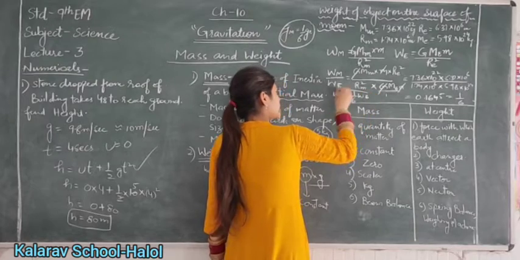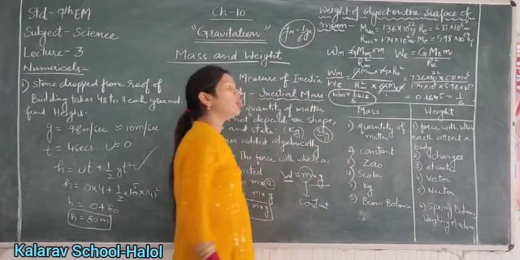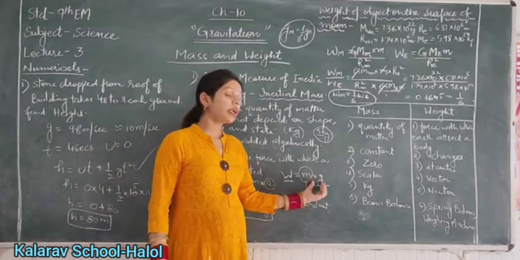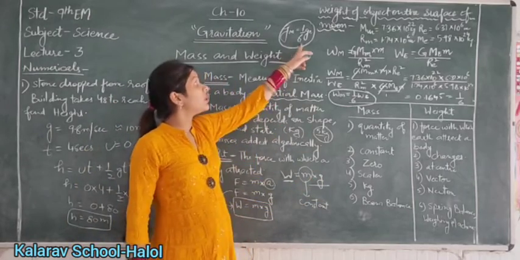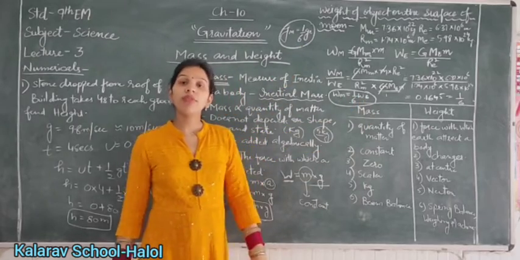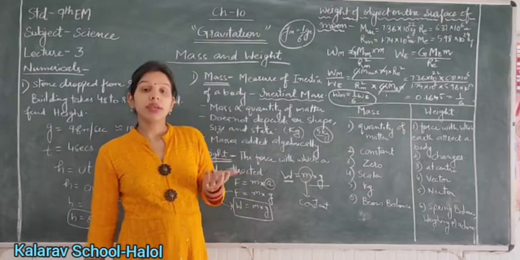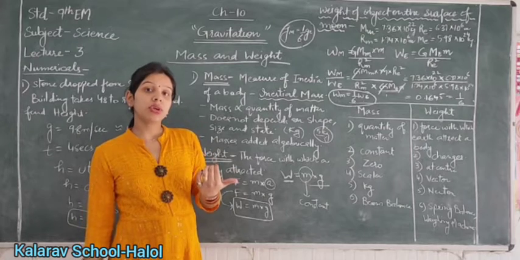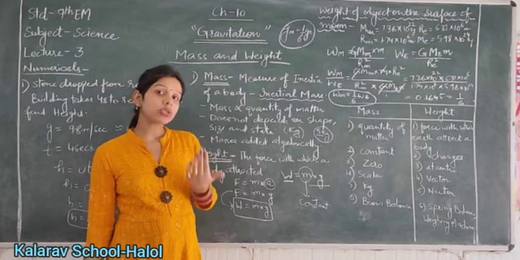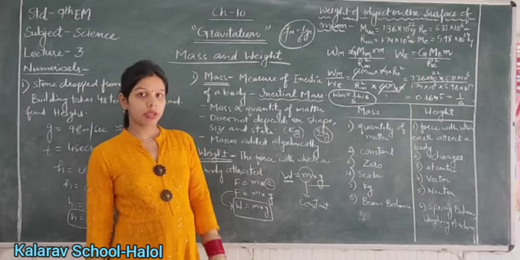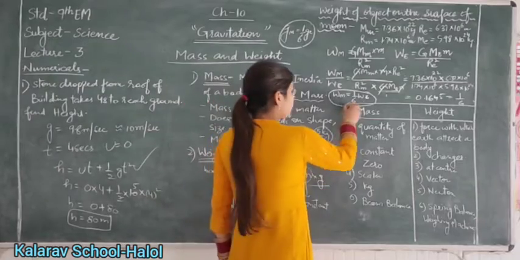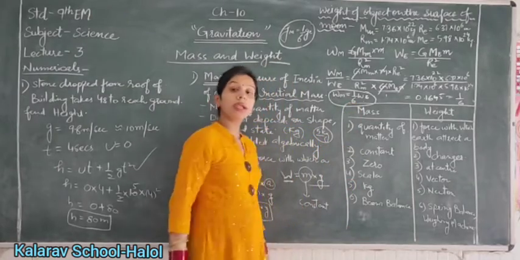So we can say that the weight on the moon is 1/6 of the weight on earth. It is possible because weight is related to g. If gravity on the moon is 1/6 of earth's, then the weight on the moon is also 1/6 of the weight on earth. Is that clear? Now we continue with the difference between mass and weight.